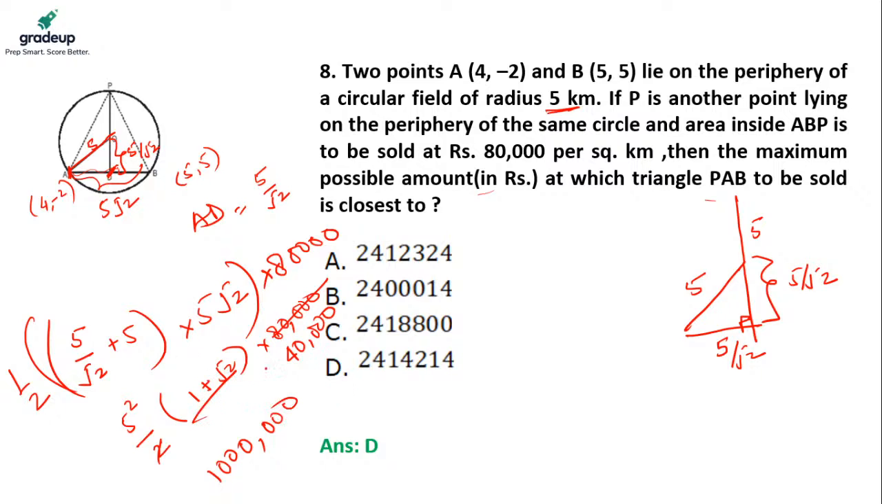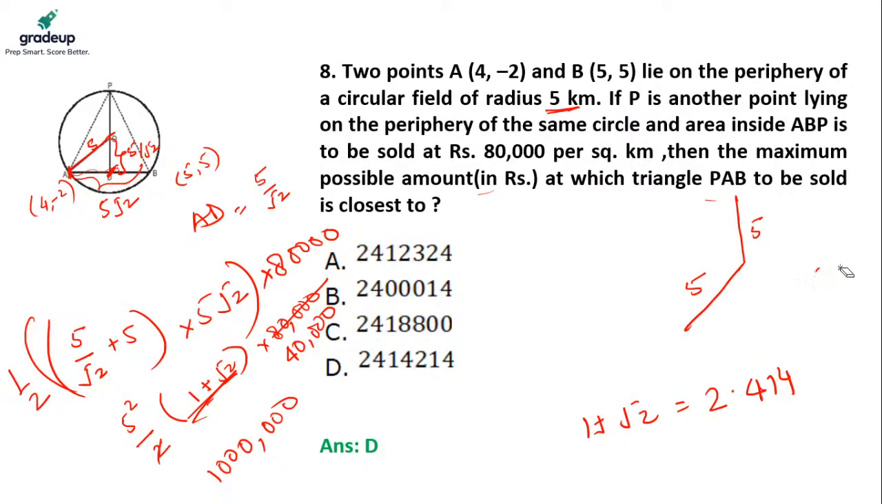So what is 1 plus root 2? Root 2 is 1.414, so 1 plus root 2 is 2.414 something. So my answer would be D. Basically 2.414 something into 1 followed by a lot of zeros. So my answer has to be 2414 something. My answer has to be D.